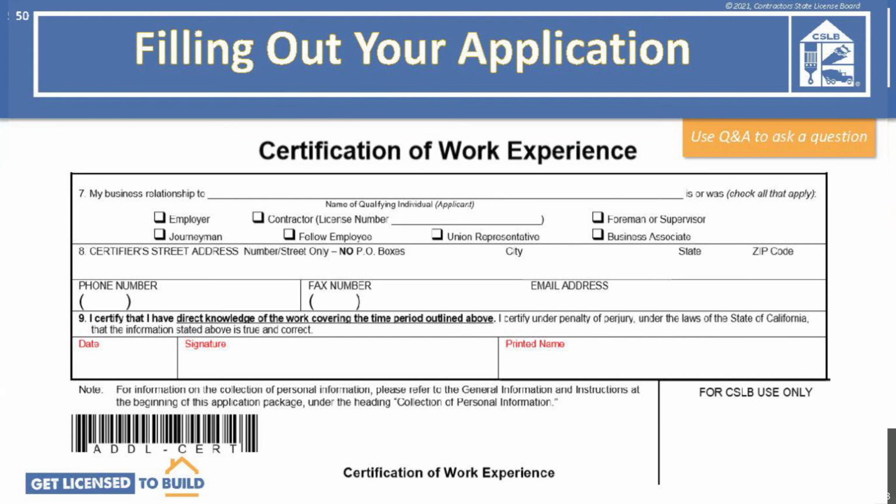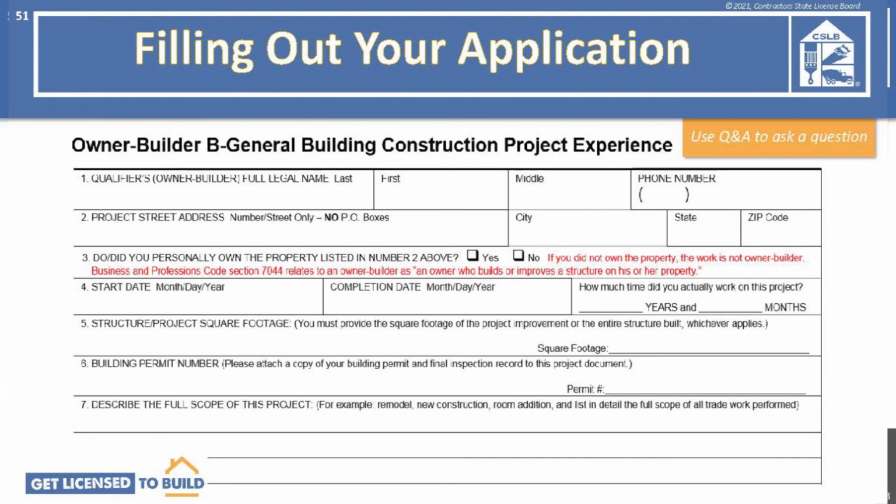Next, we're going to talk about the owner-builder information. This is the owner-builder B, General Building Construction Project Experience Form. This form only needs to be completed if you're applying for a B, General Construction License, and you want to receive experience credit for working on projects that were on your own property. A separate form is required for each project on the property. The experience must be verifiable through building permits, final inspections, and other documentation.